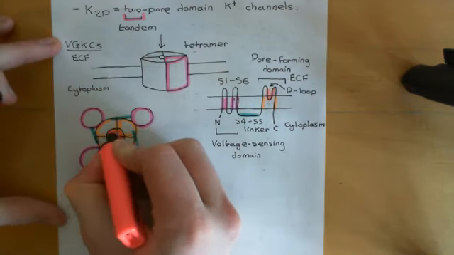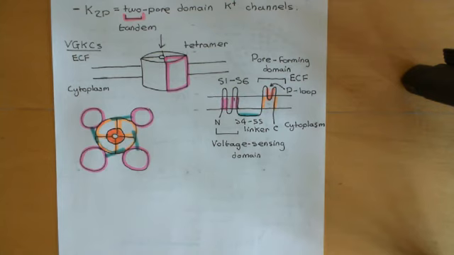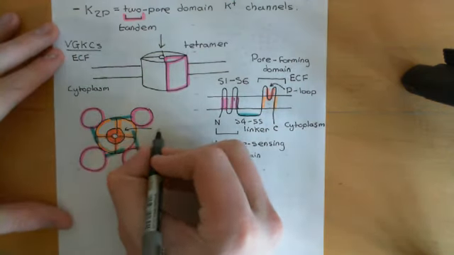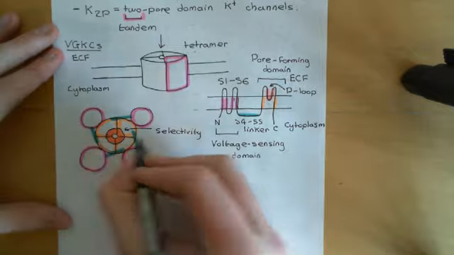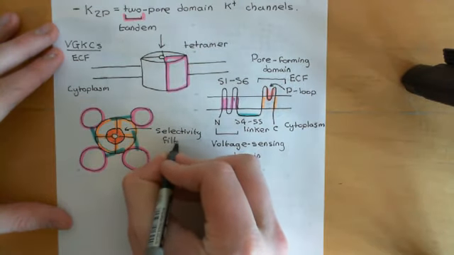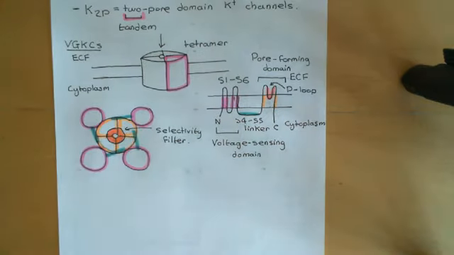So here are the P-loops surrounding that extracellular aspect of the pore, and this narrow portion is then called the selectivity filter. The rest of the pore lower down is lined by S6. So this is the selectivity filter. That's the structure then of a voltage-gated potassium channel, and before we move on, let me just say that these are the pore-forming domains.